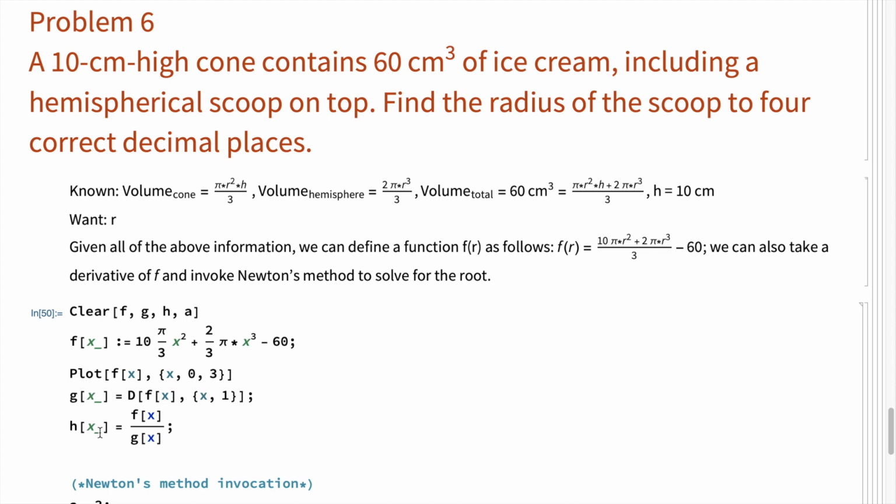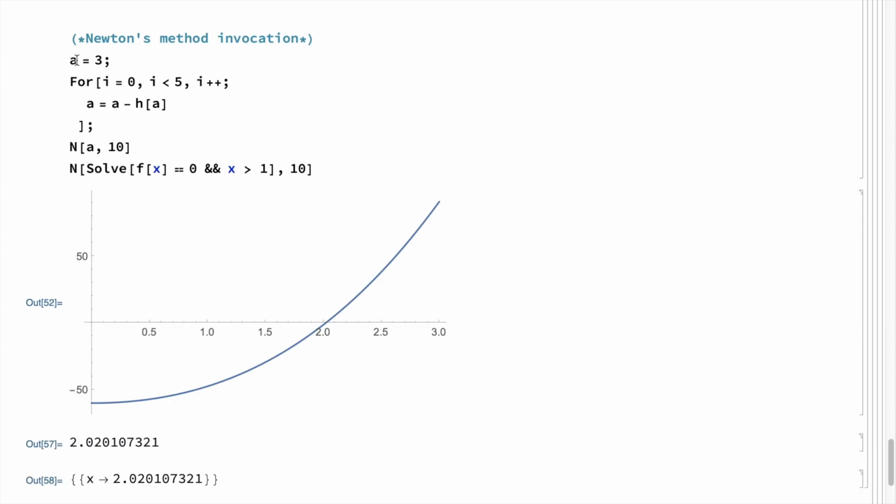And then down here, we're going to define a third function called h of x, which is going to be defined as f of x over g of x. Next, we can invoke Newton's method using the same code that we've seen before and evaluate the equation out for 5 total steps, and then numerically evaluate our result a out to 10 decimal places of precision.